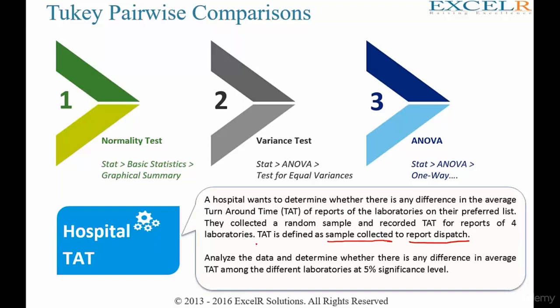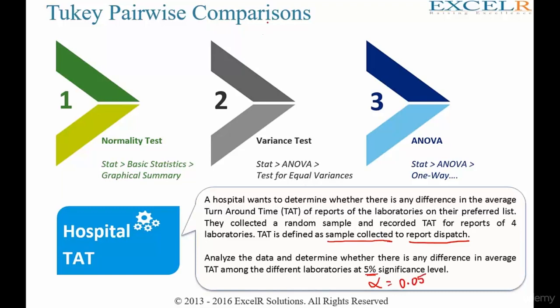If it is different, then which laboratory is having the least turnaround time? Of course, I need to look at which laboratory also has the highest turnaround time, so that I might proceed and implement some process improvement initiatives there. So we need to analyze the data and determine whether there is any difference in average turnaround time among the different laboratories at 5% significance level. This is alpha. 5% is 0.05.